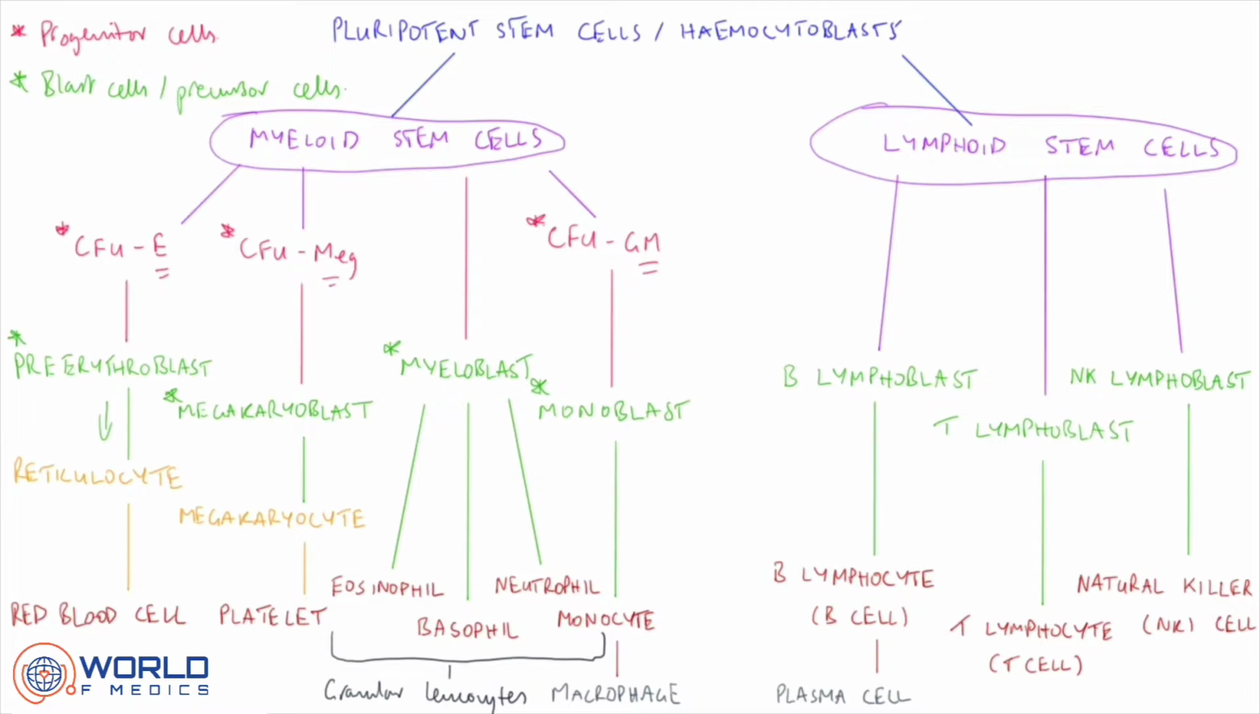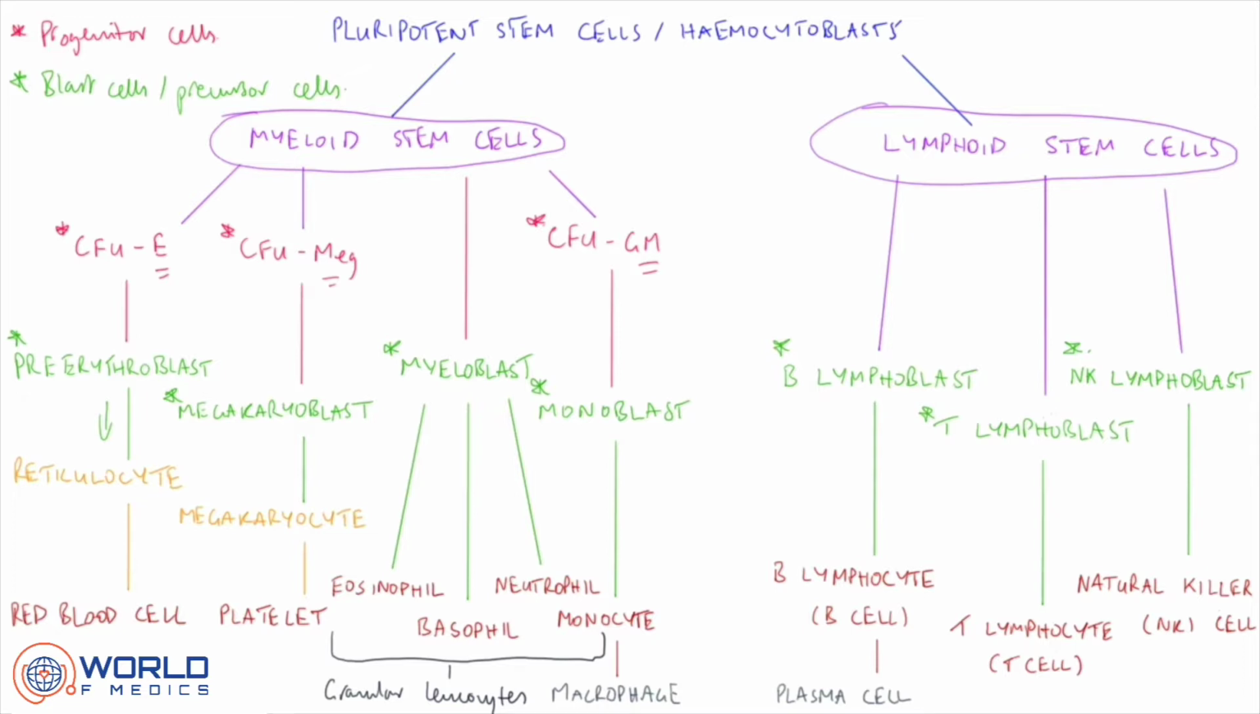Next, we've got our lymphoid stem cells. So let's take a closer look at that. And again, this lineage is actually just going to skip the progenitor cell stage and become blast cells. So we've got our B lymphoblast first of all, which is going to become our B cell, which is then going to differentiate into our plasma cell, which is involved in producing antibodies. And then we've got our T lymphoblast, which becomes a T cell, and our NK lymphoblast becoming a natural killer cell.